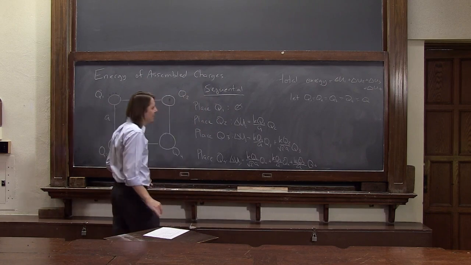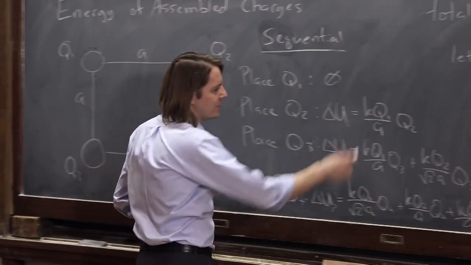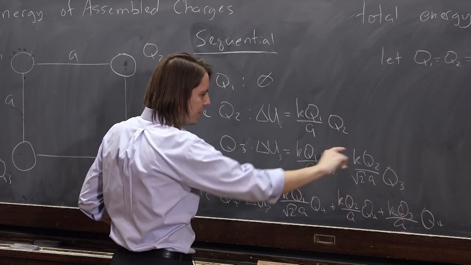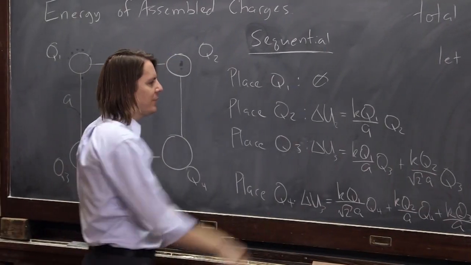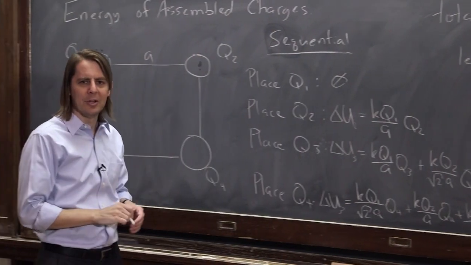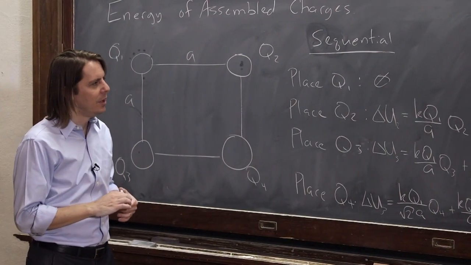If we do that, then every one of these terms is going to be just Q squared. Q1 times Q2, they're both just Q. Q squared, Q squared, Q squared. Everything's Q squared. Everything's got a K in it. And the only difference is whether there's an A in the bottom or a square root of 2 times A in the bottom. There's really only 2 kinds of terms.